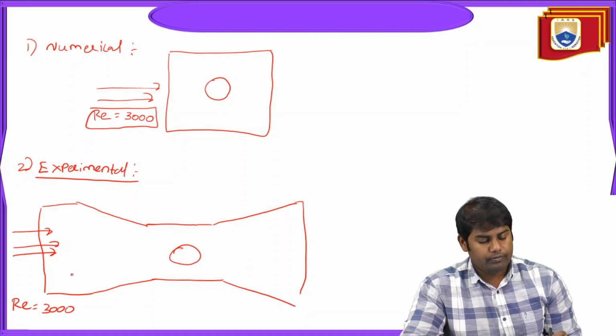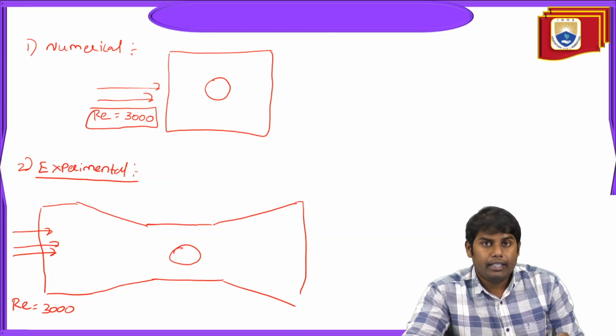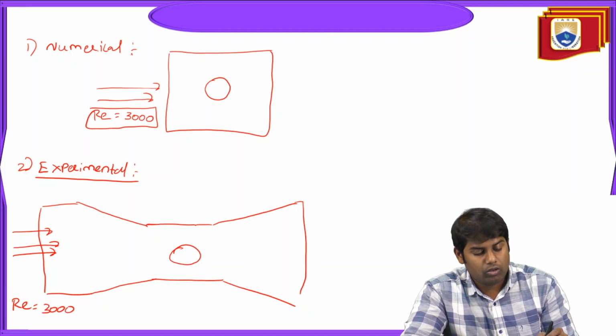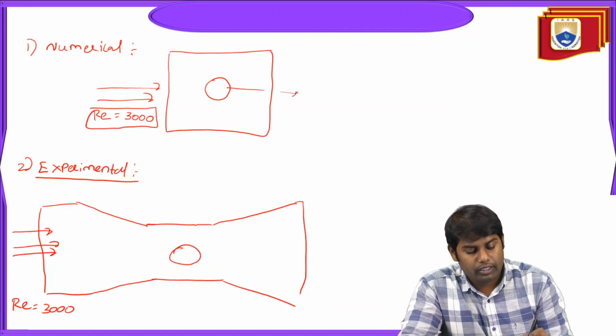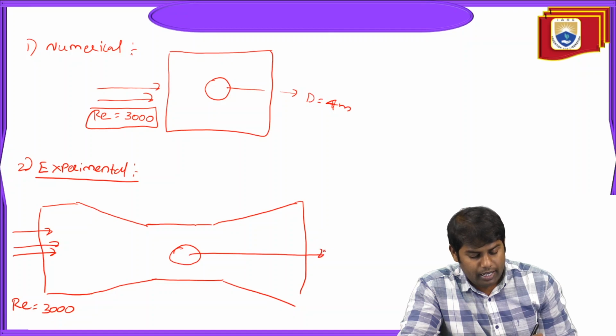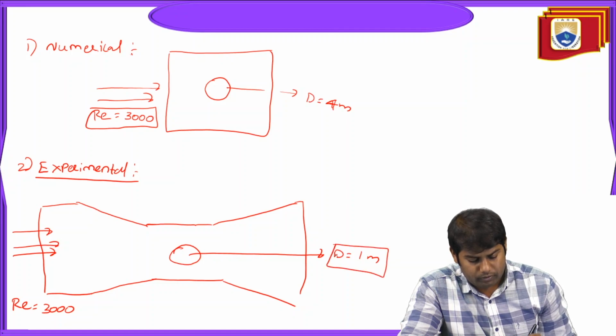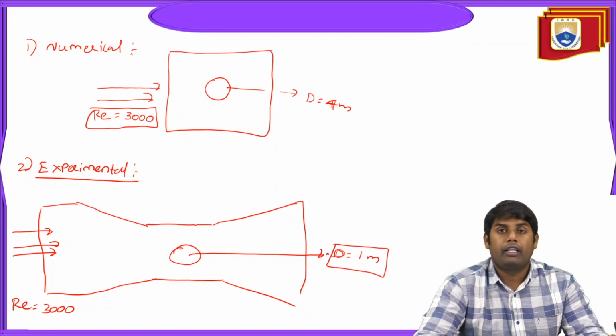Here the size. Let's say the size of this model, the diameter, let us take it as 4 meters. Okay, here the diameter, let us take this as 1 meter. That is the diameter of the cylinder.